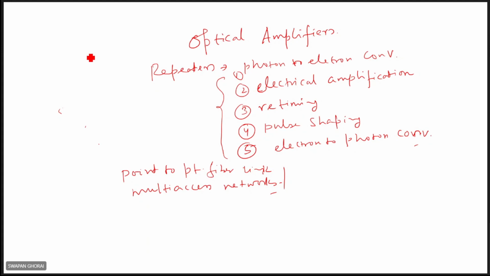So instead, you have another option where there is no need of conversion from optical to electrical. Directly in the optical domain, you can amplify the signals, right? That is done in optical amplifiers, and it is very useful not only in point-to-point links but also in networks, multi-access networks. In fact, here you see how it is being done without converting to the optical to electrical domain.